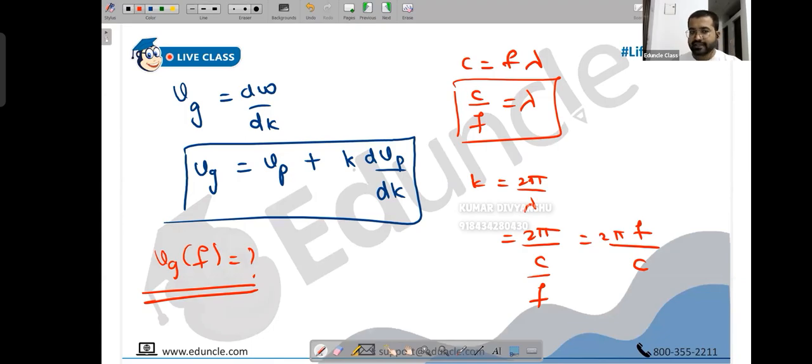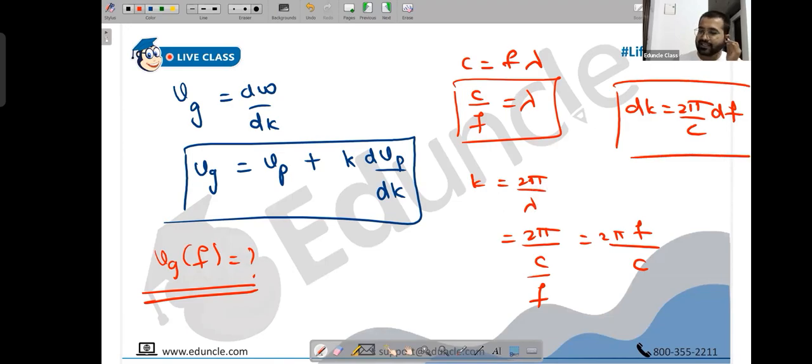So I have to find the relationship between k and frequency. k is 2 pi by lambda, c is f lambda, c upon f is lambda. So 2 pi f by c. Okay, good. Now, k is 2 pi f by c. What about dk? dk will be 2 pi by c into df, c is constant. Substitute. What do we have? Vg is vp plus k, what is k? 2 pi f by c, into dvp upon what is dk? 2 pi by c into df.